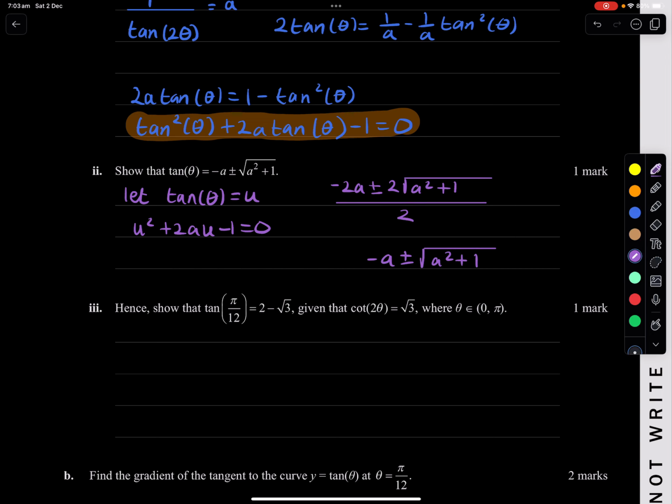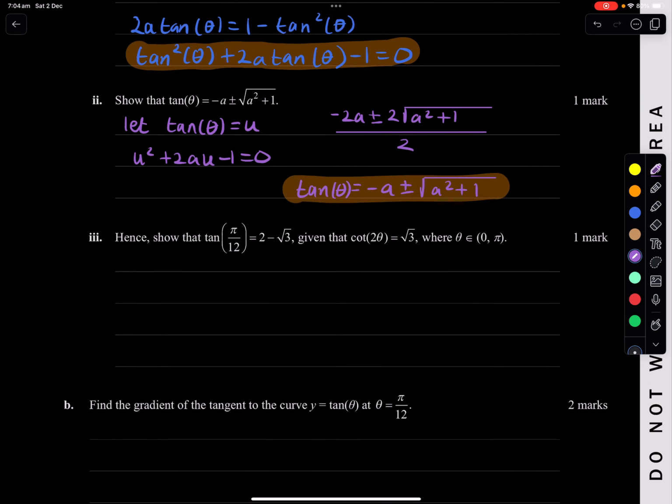So we've shown that. And remember, that's equal to u. And remember, u is what? Tan theta. So we can rewrite this as tan theta is equal to that expression. Done. 1 mark. Easy. And hence, using this expression, show that tan pi over 12 is equal to 2 minus root 3, given that cot 2 theta equals root 3, where theta is between 0 and pi.